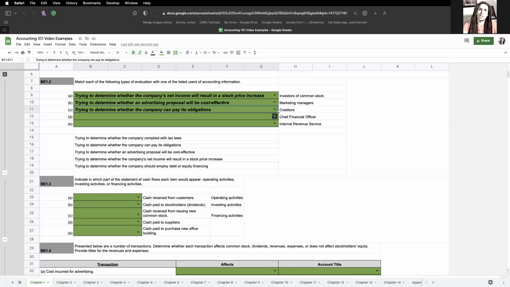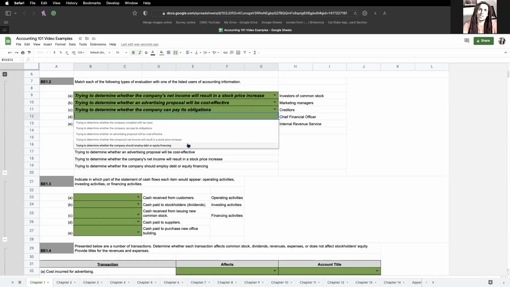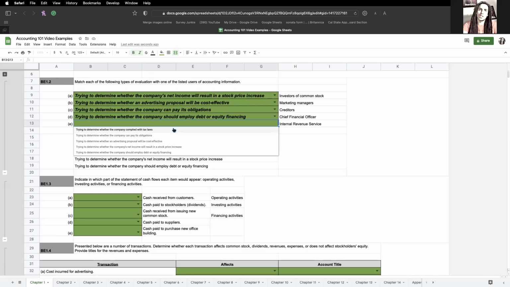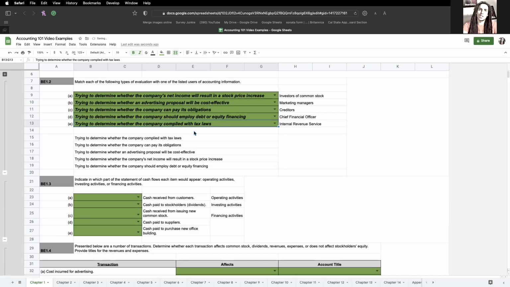The Chief Financial Officer, CFO, they are trying to determine whether the company should employ debt or equity financing. And by financing, they're talking about how they should try to obtain cash in order to start their business. This could be through debt, such as a loan or a bond, or through equity from shareholders on the outside. It's up to the CFO to decide that, and there's various ratios and things of that nature that we'll be discussing later on in this class. Finally, the IRS, the Internal Revenue Service. They are trying to determine whether the company complies with the tax laws.